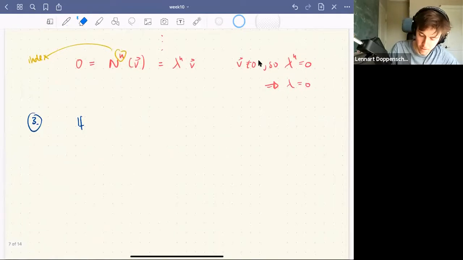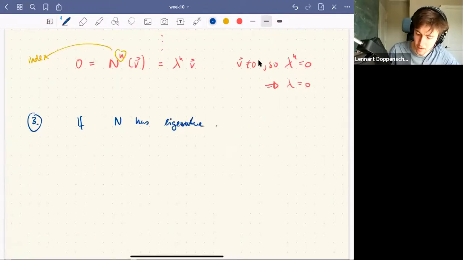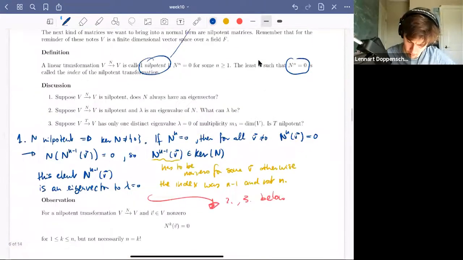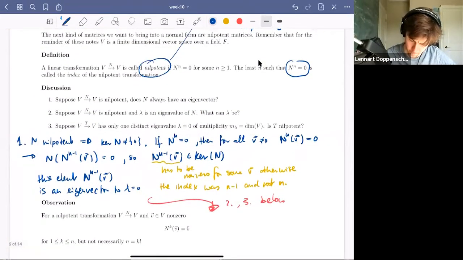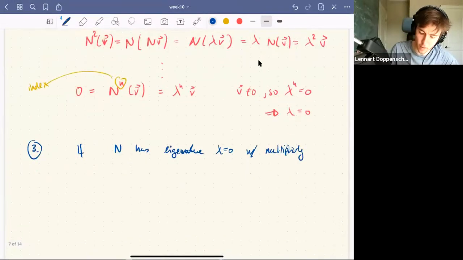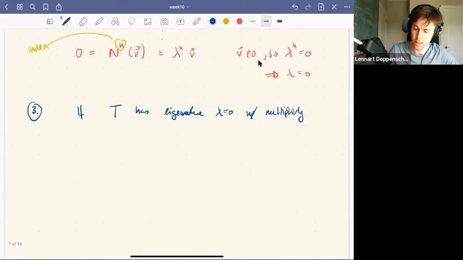So if n has eigenvalue lambda equals 0, what was exactly the... I want to call this T. So we don't even know that it's nilpotent. So just any transformation T has eigenvalue lambda equals 0 with multiplicity m_lambda, which is the dimension of V.